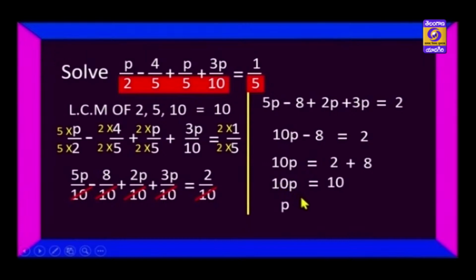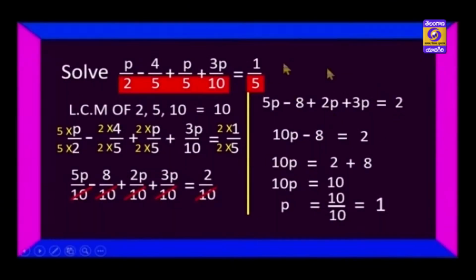So the multiplication becomes division operation. Thus p equals to 10 by 10. That gives you 1. Thus the result is 1. So 1 is the solution of this linear equation.